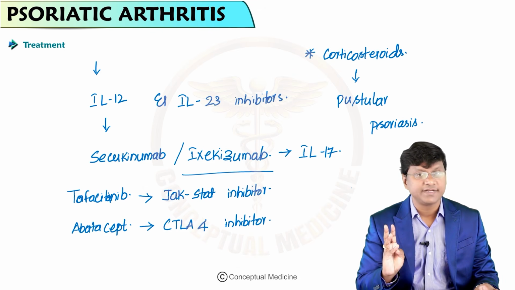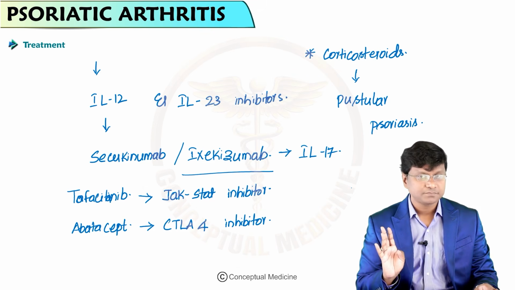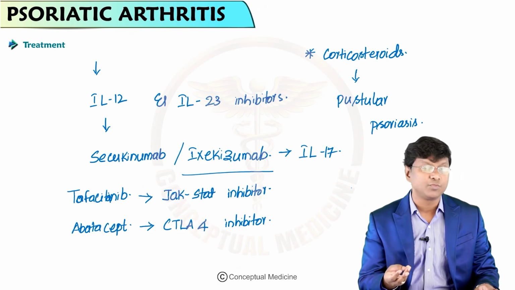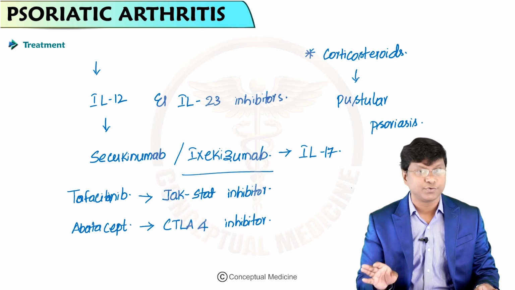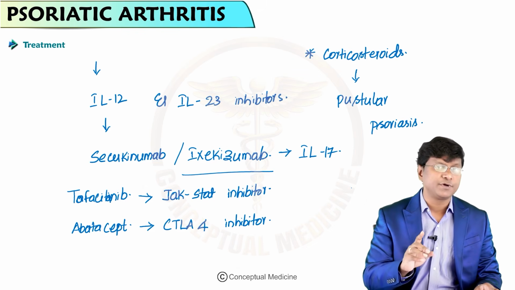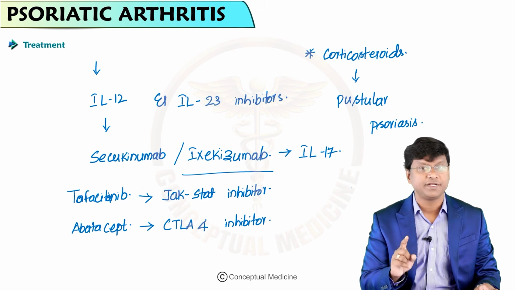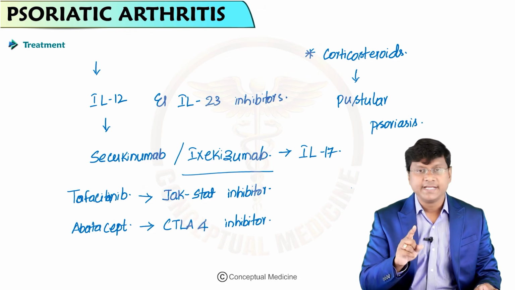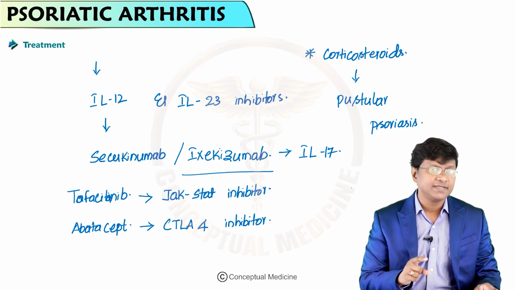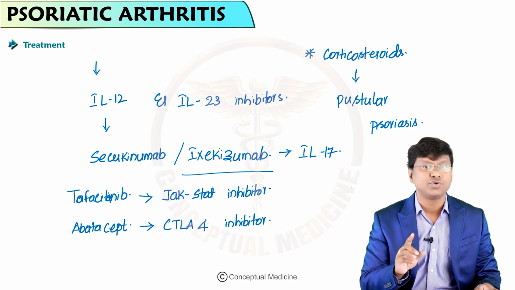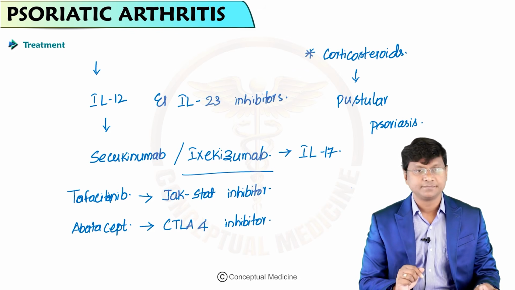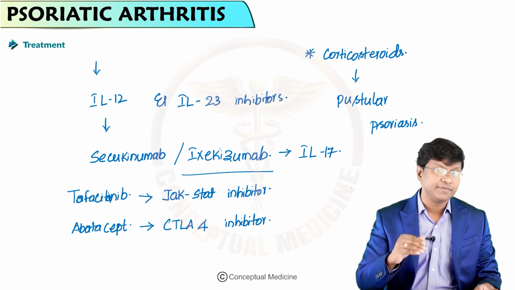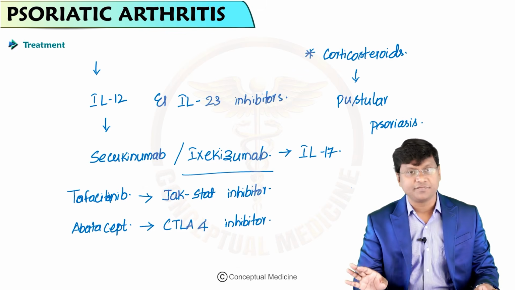In the treatment, the first line will be TNF inhibitors. If the individual is not responding to TNF inhibitors, the next line drugs will be methotrexate or small molecule agents like leflunomide, sulfasalazine, cyclosporin or apremilast. If not responding to TNF inhibitors or small molecule agents, they should be treated with ustekinumab, a monoclonal antibody that inhibits interleukin 12 and interleukin 23. We have another drug, secukinumab or ixekizumab, which inhibits interleukin 17. And we have tofacitinib as well as abatacept. These are the other options if the individual fails the above therapy. Corticosteroids are not very effective.